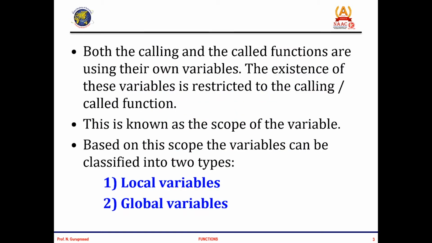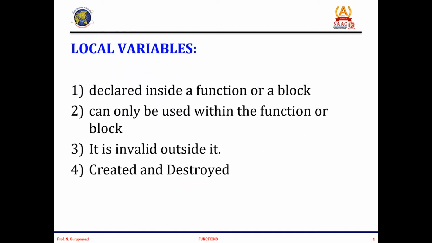As you know, both the calling and the called functions are using their own variables. The existence of these variables is restricted to the calling or the called function. Now this is known as scope of the variable. Based on this scope, the variables can be classified into two types. The first one is called local variables and the second one is called global variables. Let us have a look at each one of these in depth.